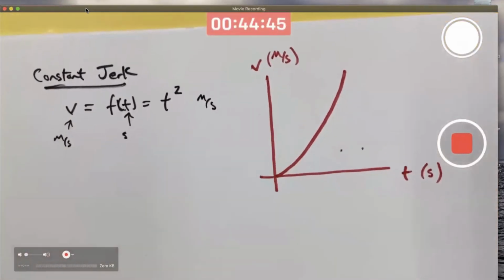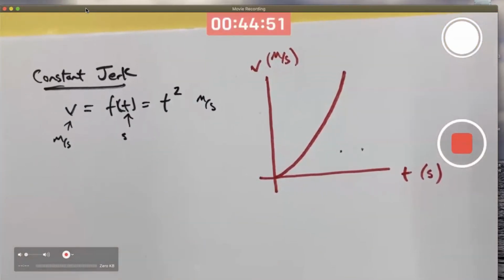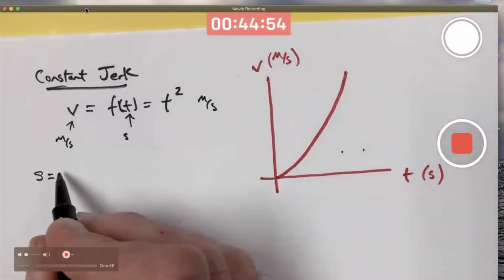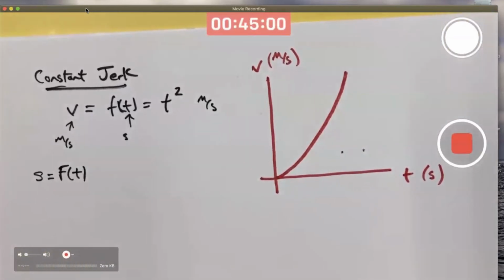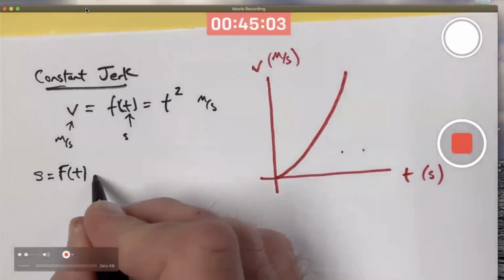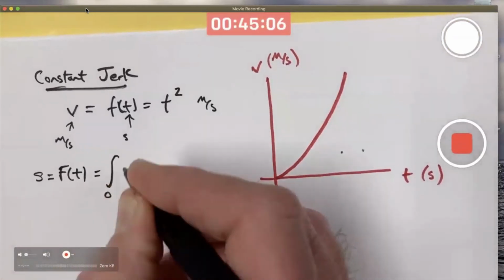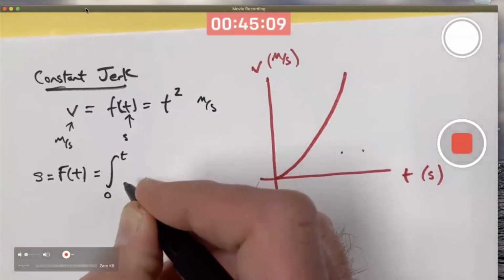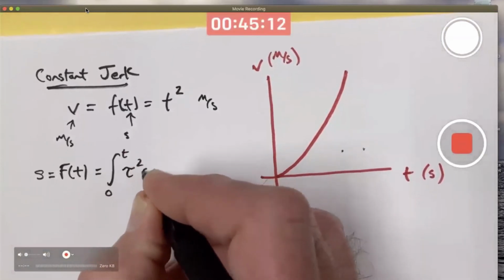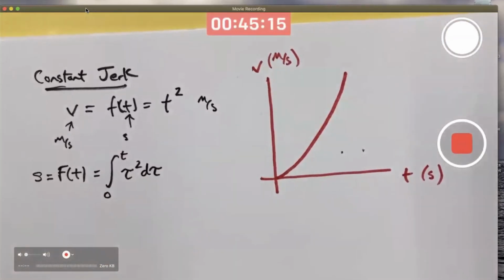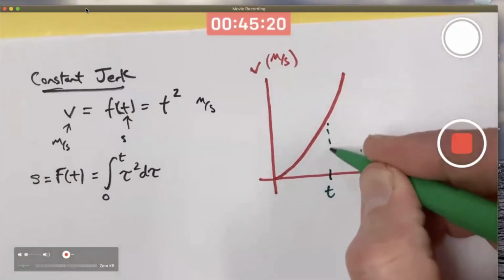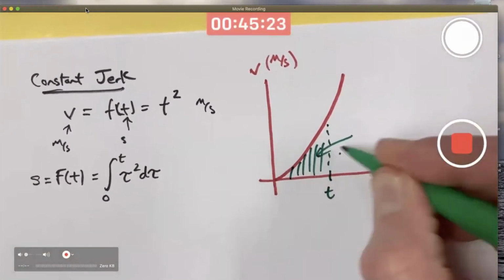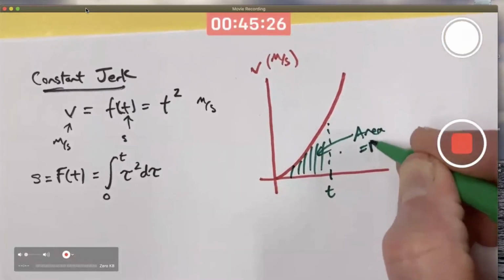But the principles from the previous page still are true. S, the distance traveled from time 0 to time t, call it capital F of t, is still the integral from 0 to t of f of tau d tau. In this case, tau squared d tau. Geometrically, it's still the area under the curve. This area equals capital F of t.